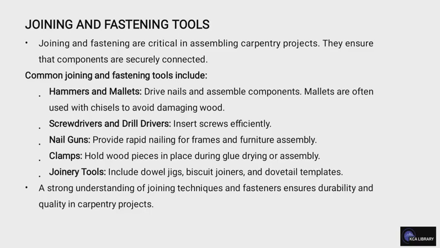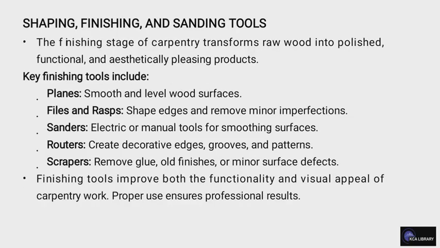Looking at the joining and fastening tools, they are critical in assembling carpentry projects, and they ensure that the components are securely connected. Examples of this include the hammer and mallet. We have the screwdriver and drill driver. We have the nail gun. We have the clamps, which hold wood pieces in place during glue drying or assembly. We have the joinery tools, including the dowel jig, the biscuit joiner, and dovetail template. And a strong understanding of joining techniques and fasteners ensures durability and quality of carpentry projects.